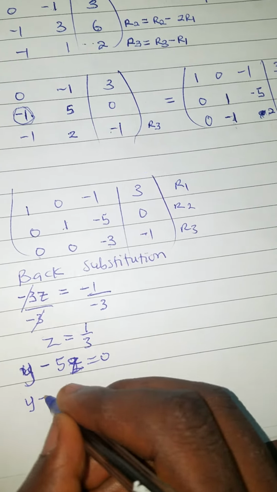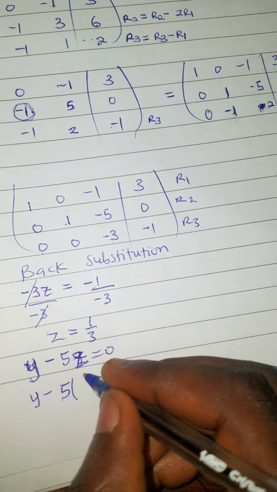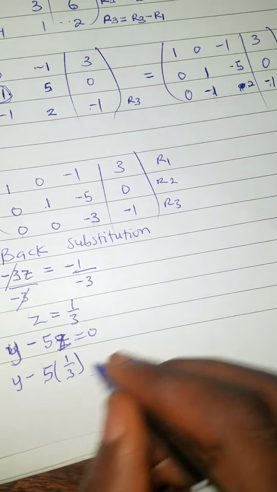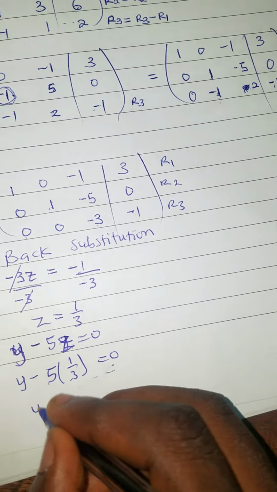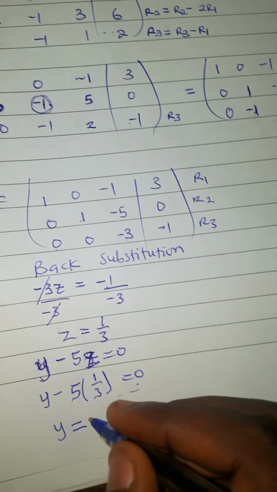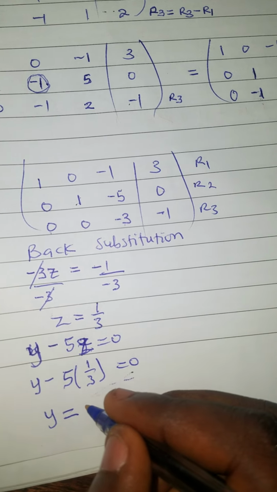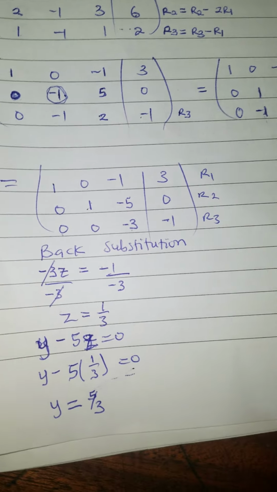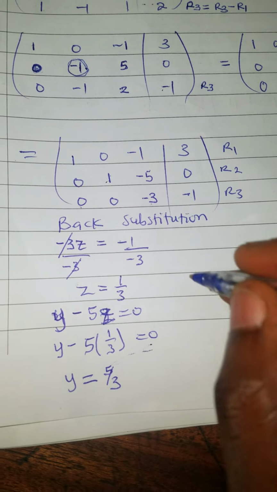But we know our what? Z to be what? 1 over 3. So equal to 0. Our y is equal to what? It's equal to 5 over 3. Our y is equal to 5 over 3.